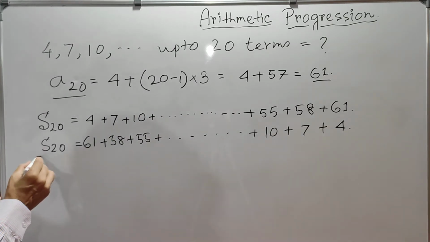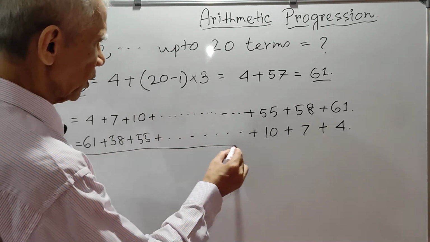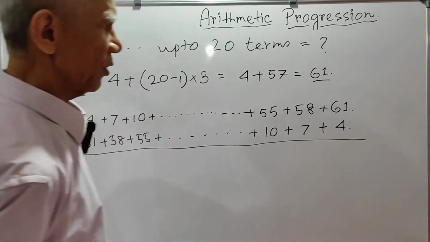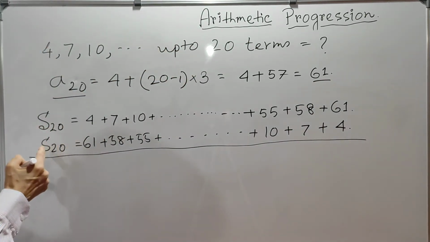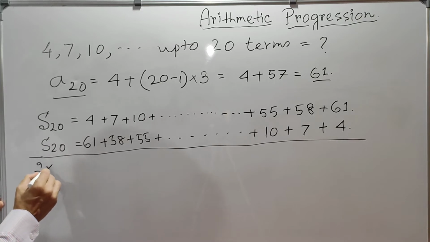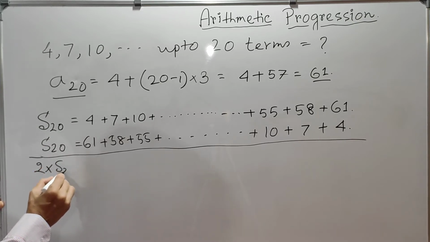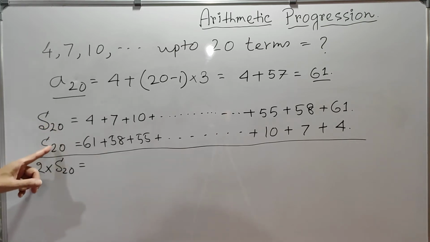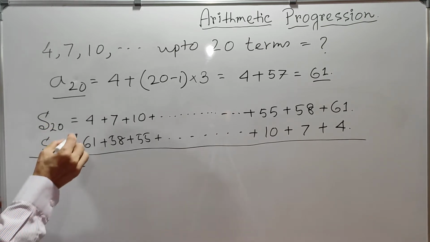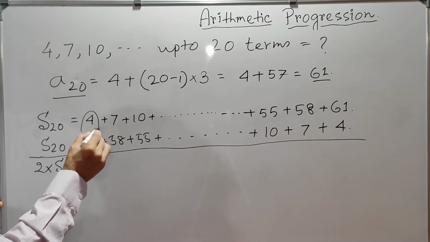Now we draw a line and add. This is the method, you see. Without using formula, this is the method. So S20 plus S20, that is 2 into S20. S20 means what? Sum of 20 terms. So this plus this will be twice that, isn't it? Now add this way, column wise.